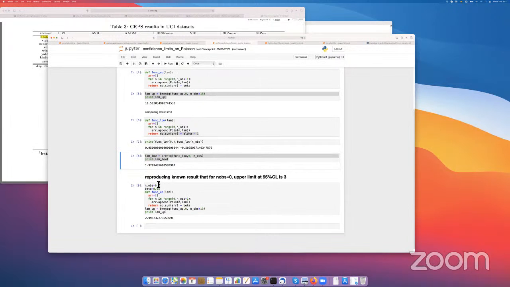I was just checking that by reproducing this known result: if you observe 0 events, what is the upper limit on lambda? And this is well known. This is just 3 at a 95% confidence level. And by following the above procedure, this is what I get. So I get 3 essentially by computing an upper limit with beta. Okay. Any question?